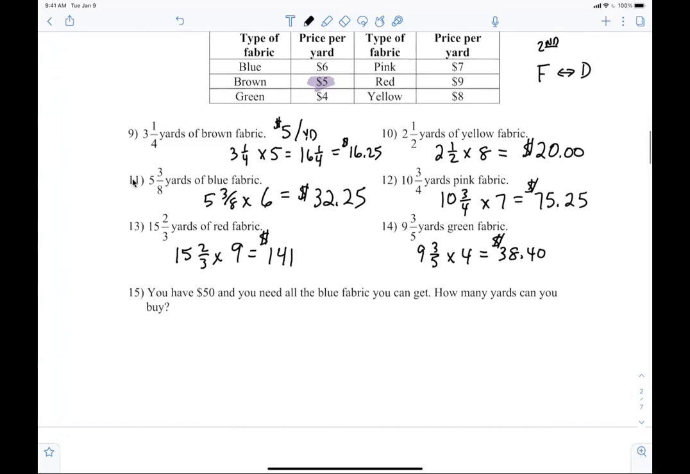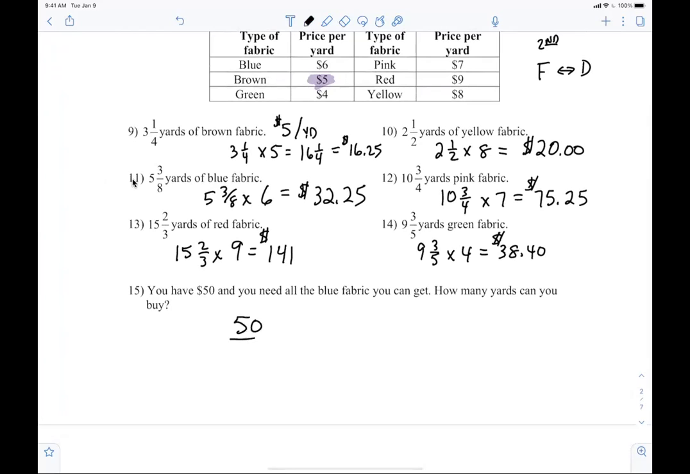Okay, now, here we go. I am with Sophia. So you got $50. You have to buy all the blue fabric you can get. So how much blue fabric am I going to buy? 50 divided by 6. Yes, 50 divided by 6, and tell me what that is. 8.3 repeating. But I don't want it as 8.3 repeating. So it would be 8 3/9, which is 8 1/3. Yay, very nice. But we're going to say 8 1/3 what? Yards. Yay, very smart, kiddo. I'm proud of you on that.